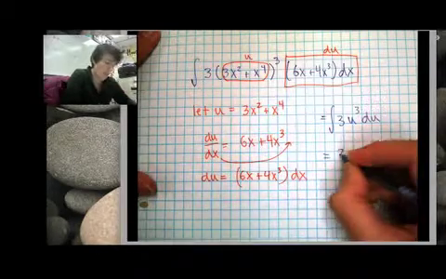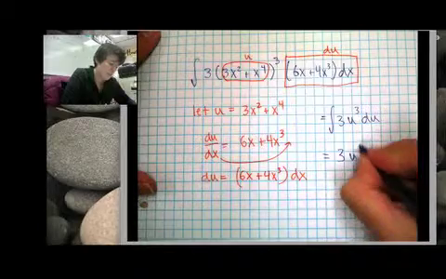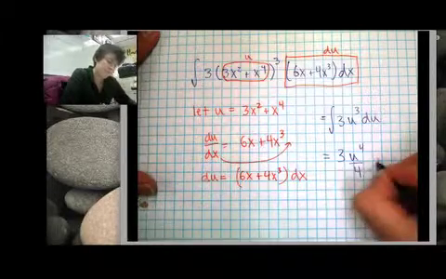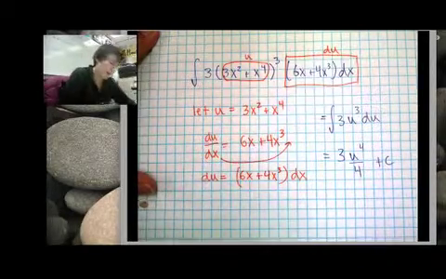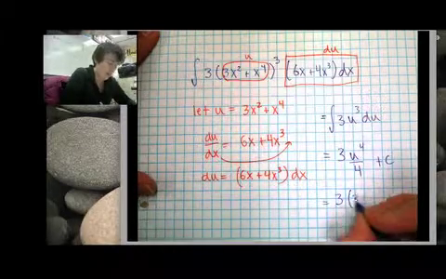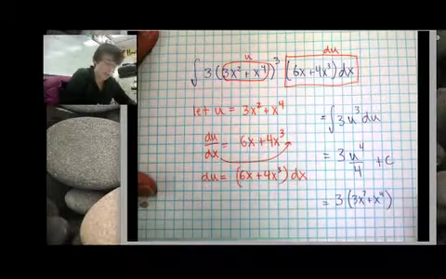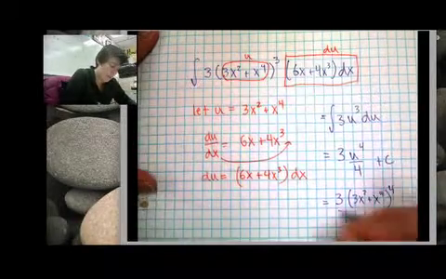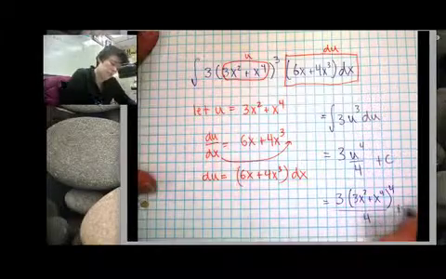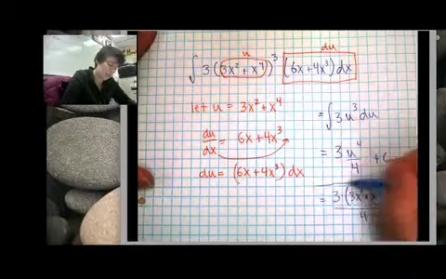We have the 3, and then u to the 3rd is going to become u to the 4th over 4 plus c. And we're going to change the u back, so we're going to have 3 times (3x squared plus x to the 4th), all to the 4th power over 4 plus c. And as messy as that is, that seems like a good enough answer. I'm going to leave it like that.